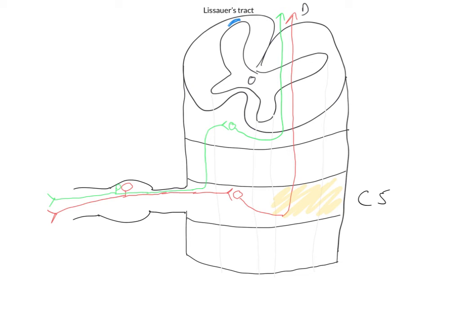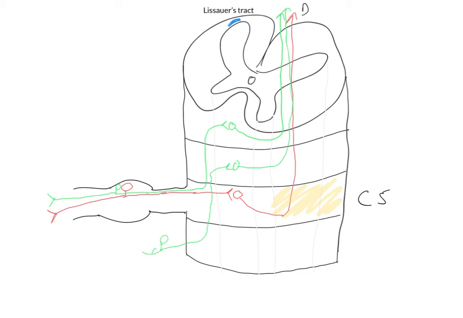However, thanks to Lissauer's tract, some of these were able to bypass the lesion. So this neuron here was able to bypass this lesion because it didn't synapse upon a second order neuron immediately. It ascended a bit before synapsing. And furthermore, we will have other neurons which have ascended from even lower levels. So we will have other neurons which may have ascended from down here, then ascended a couple of segments before synapsing in the dorsal horn above the lesion, and then going up through the spinothalamic tract to the thalamus.